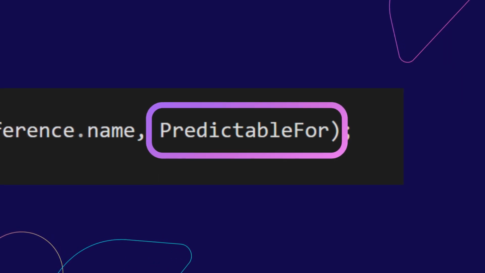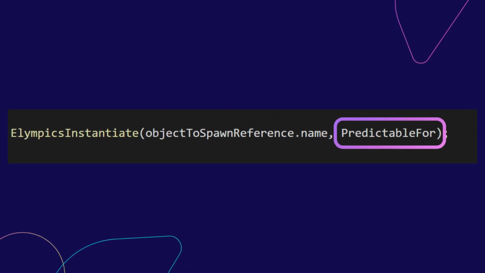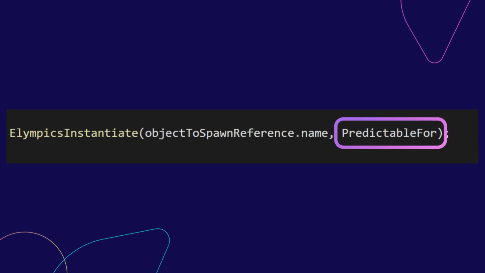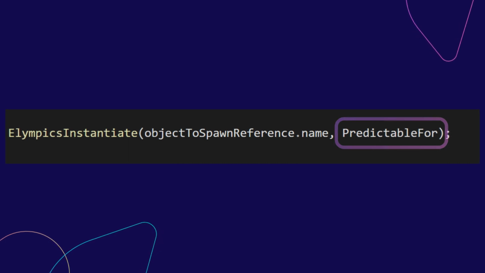You can only instantiate an object that the instantiator itself can predict. So, the server can spawn any object, but the players can only spawn objects predictable for everyone or only themselves.